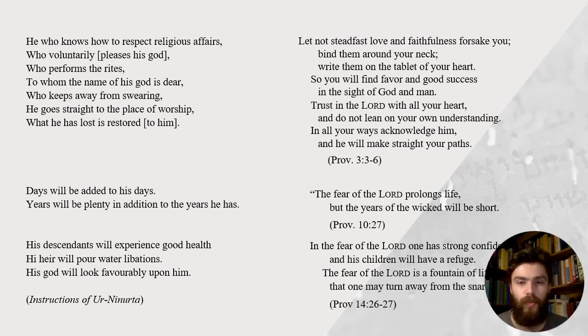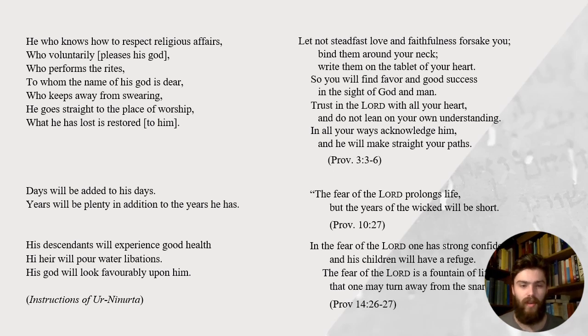We see that in Proverbs 3 there's this similar idea. Let not the steadfast love and faithfulness of God forsake you, bind them around your neck, so that you will find favor and success in the sight of God. Trust in the Lord with all your heart and do not lean on your own understanding. In all your ways acknowledge him, he will make straight your paths. So you can see parallels there with making straight your paths and the straight paths of the worshipper in the Ernenöter inscription. The understanding of religious affairs and pleasing God is connected with the steadfast love and faithfulness that is communicated through God's law and wisdom.